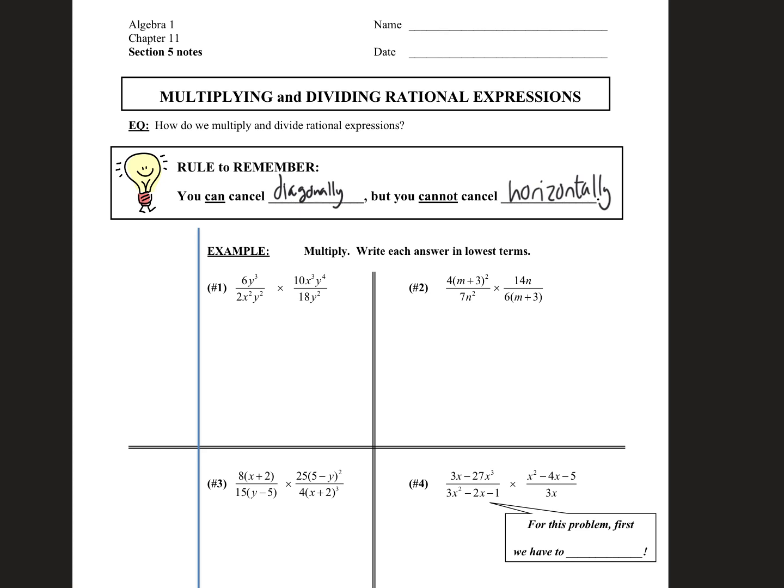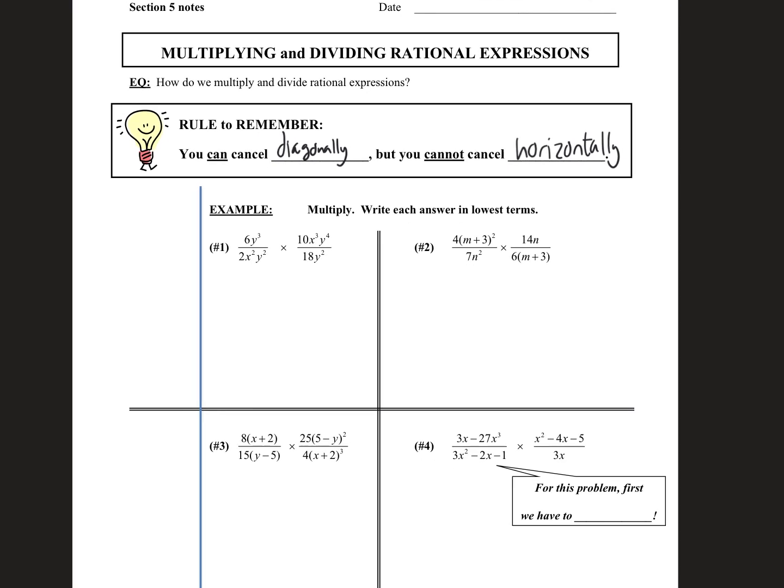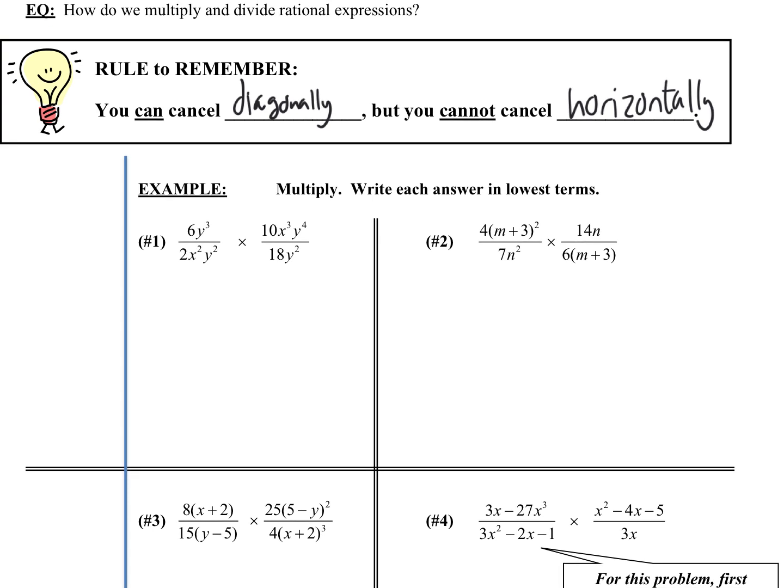All right, so let's go ahead and try number one, which is kind of a review from Chapter 8, okay? What I would encourage you to do is see if you can figure this one out in your head, and pause it if you'd like. What I would first do is multiply straight across and then do some reducing and canceling.